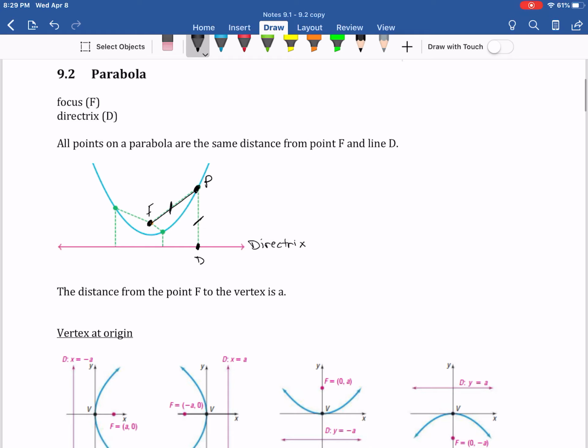So I'm willing to bet that not many of us have heard of the word directrix before, but a directrix is kind of an imaginary line, just like an asymptote might be thought of as. In this case, the directrix has a use when you're constructing your parabola.